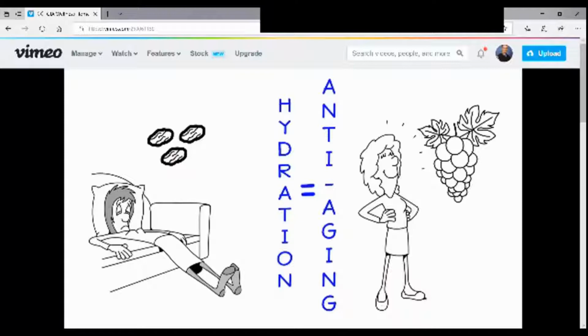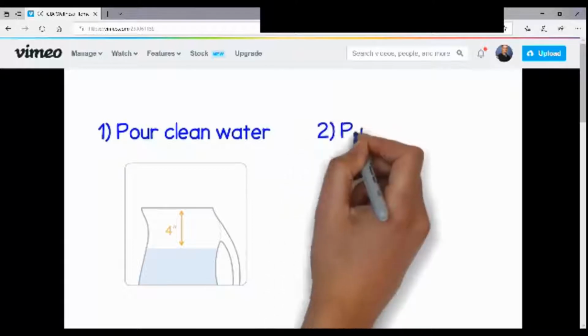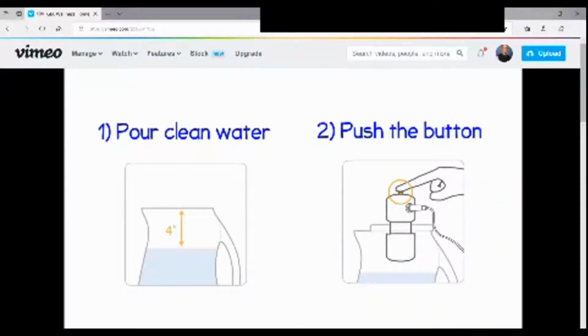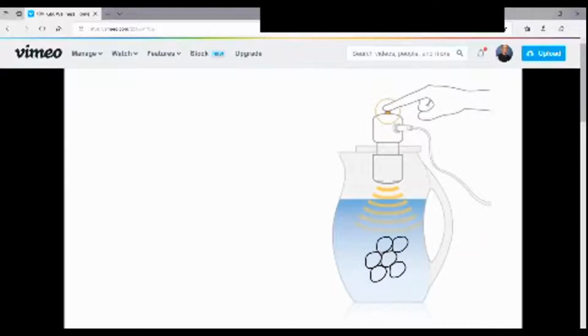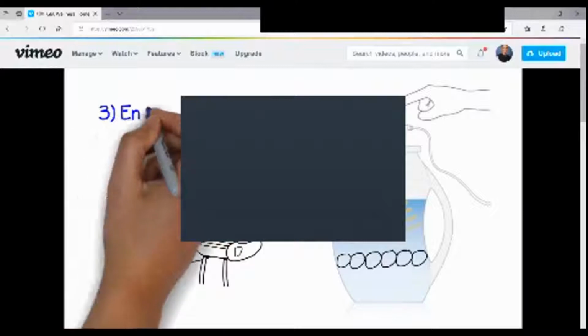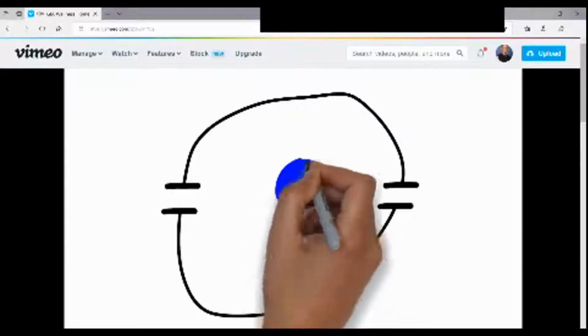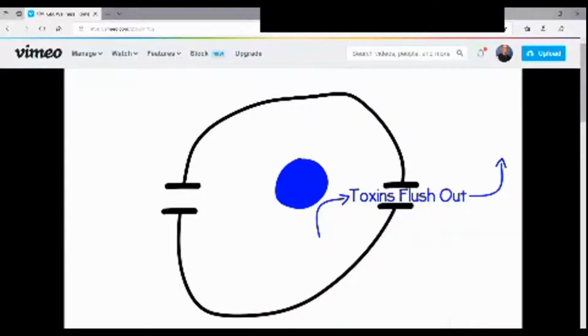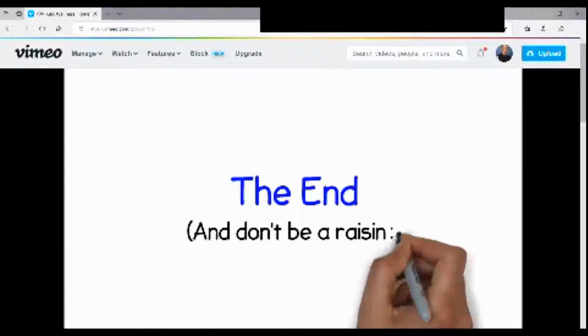So how do you create single-file aligned water? Just pour clean water into the iWater pitcher, and with a simple push of a button, the patented iWater activation process bombards your clean water with a stream of specific targeted frequencies that breaks up the water clumps and realigns them into a single file. So after 30 minutes, you have truly super liquid iWater. That's intelligent, lively water that easily streams into your cells, allowing your toxins to be flushed out and nutrients to be brought in. So remember, be a grape, not a raisin.